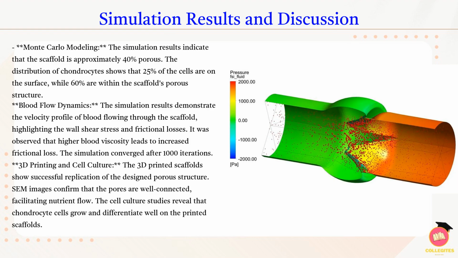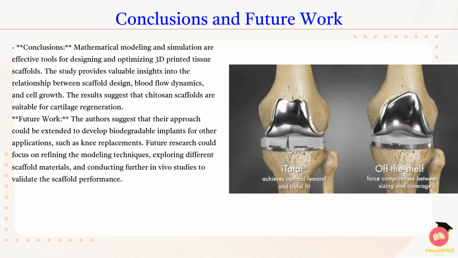This research demonstrates the effectiveness of mathematical modeling and simulation in designing and optimizing 3D printed tissue scaffolds. The study provides valuable insights into the relationship between scaffold design, blood flow dynamics, and cell growth, suggesting that Chitosan scaffolds are suitable for cartilage regeneration.